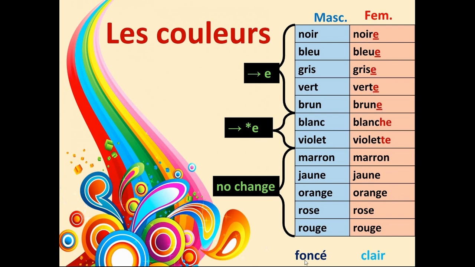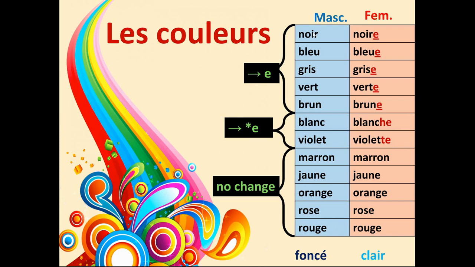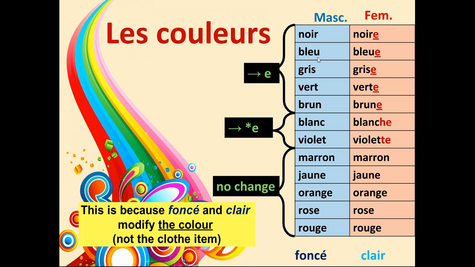This is because foncé will kind of reset the color, if you will. So you couldn't say, let's pick violette foncé. You would have to say violet foncé. Okay, so if you want to add this amount of detail, you need to be using the masculine version. Even if the item you are describing is feminine, by adding foncé or clair, you use the masculine. So you're welcome to use them, just make sure you use them correctly.